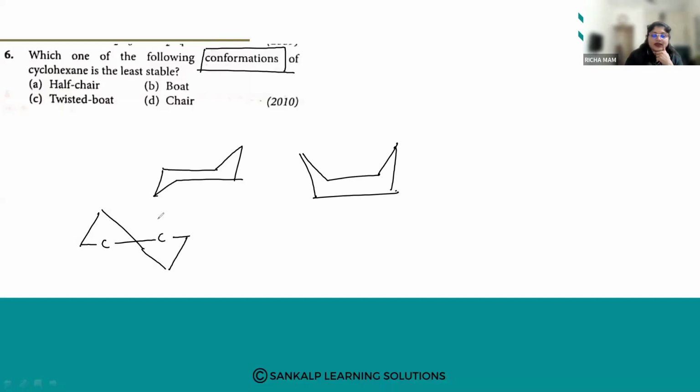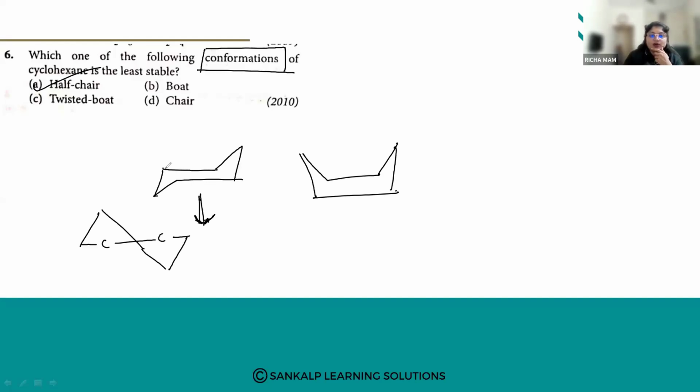like this. So here when we see chair and half chair, half chair is the least stable. The half chair is obtained when you are moving the C1 and C2 carbon. The C1, C2, C3 conformation is moved and stretched. So you can see that it is the least stable. So option number A. Yes, option number A is the answer.